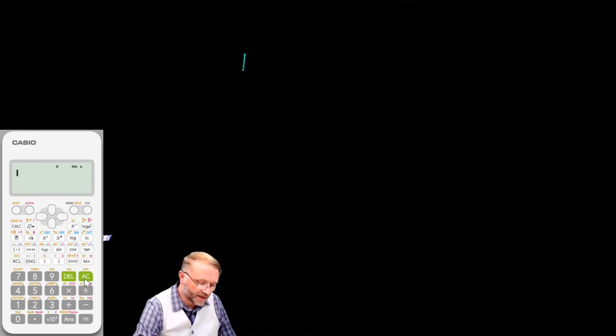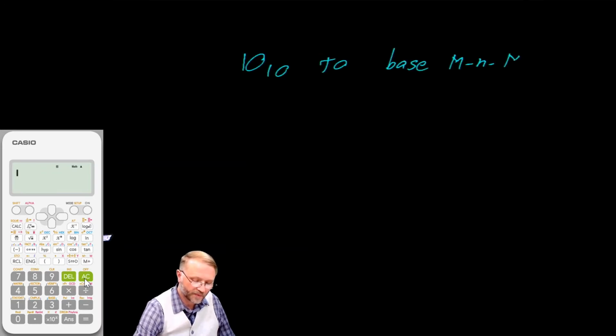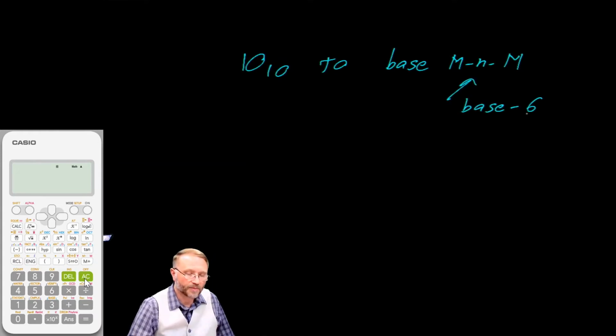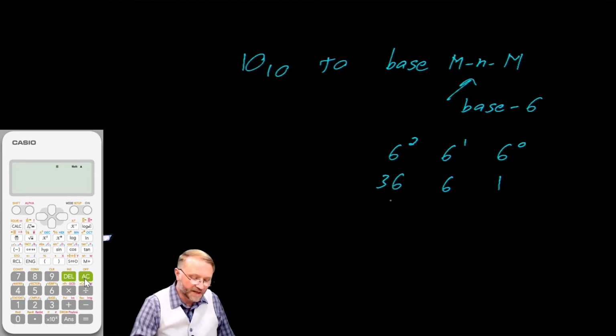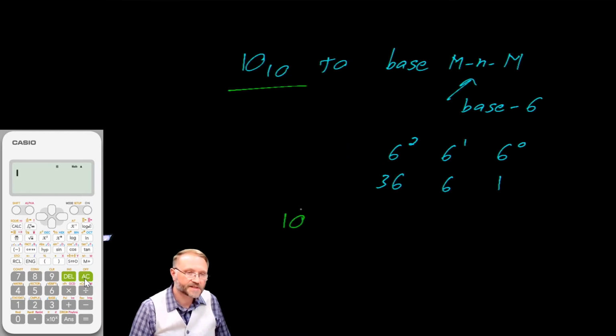That wasn't so bad. Let's try another example. So this time we want to take the number 10, base 10, and we want to convert that to base M&M, which we said was a base 6. Our opening move is to establish the places. 6 to the 0, 6 to the 1, 6 squared. So that's the 1's place, the 6's place, and the 36's place.